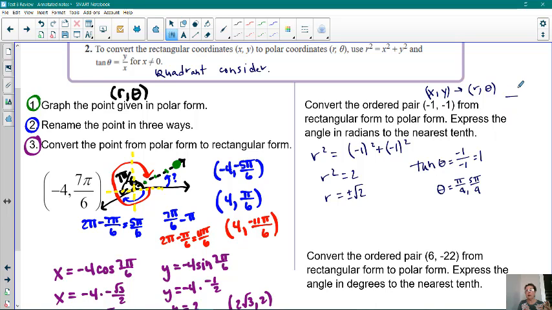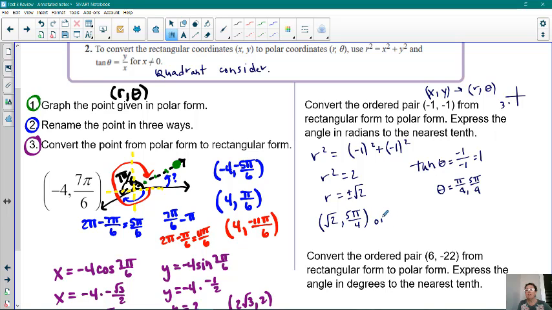(-1, -1) is down here in quadrant 3. So we want to make sure that however we name our angle and our radius, it puts us in quadrant 3. So ordinarily, your first thought would probably be to choose a positive r. It would be mine. It's not necessarily yours, but it would be mine. Well, pi over 4 would have me going into quadrant 1. I need to be going into quadrant 3, so I want to choose 5 pi over 4.